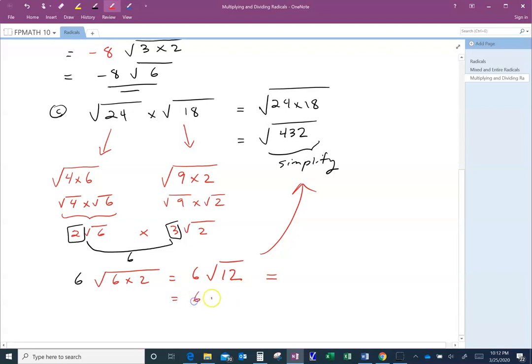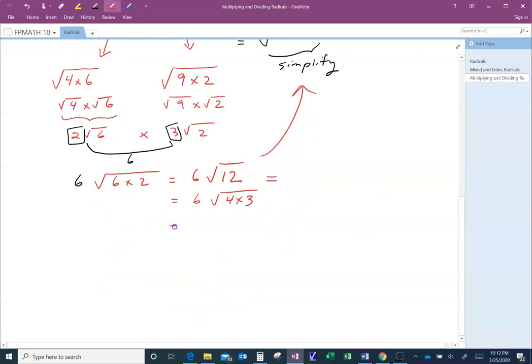That's 6 times, that is 4 times 3. Very good. And now the 4 comes out, so that becomes 6 times root 4 times root 3. And in here now we get 6 times 2 times root 3, because root 4 is 2, and 12 root 3 is the final answer.